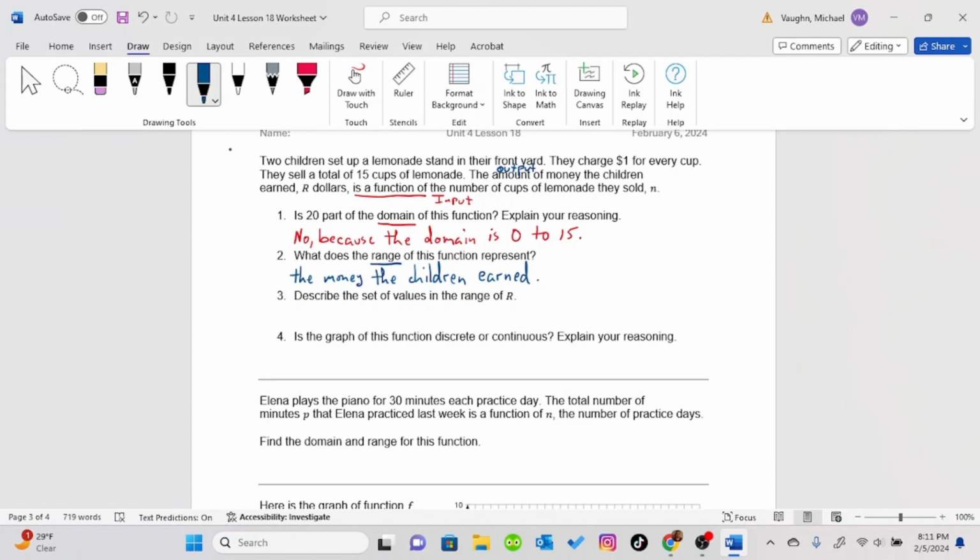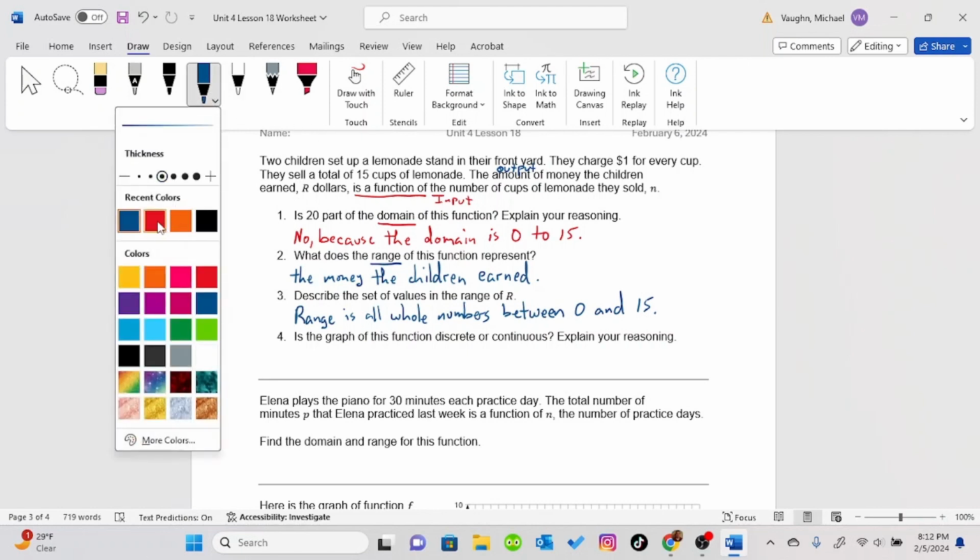Describe the set of values in the range of R. Well, if they charge $1 for every cup and they sell a total of 15 cups, the range is all whole numbers between 0 and 15.